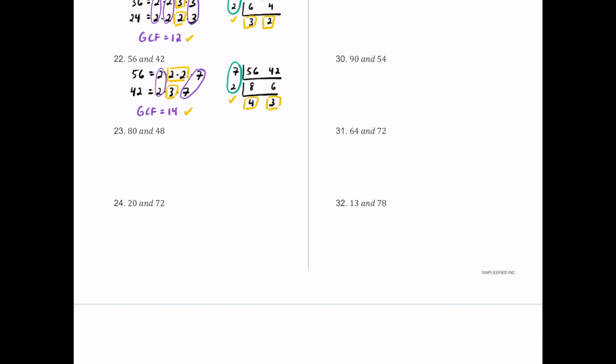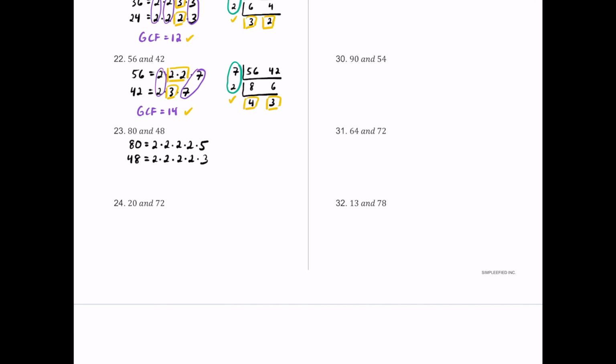For 23, let's see what we have here. We have the number 80, so that's a bigger number. Let's see, I think it's 2, 2, 2, 2, and 5. And then for 48, I think that's going to be 2 times 2 times 2 times 2 times 3. Again, I've done so many of these, I can just do them in my head, but I know that's not the same for everybody, so it's not supposed to be a weird flex or anything.